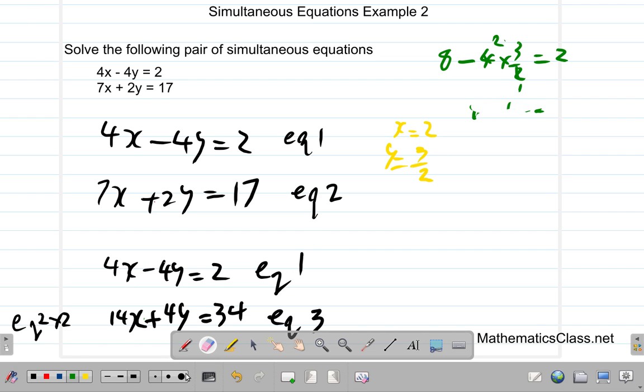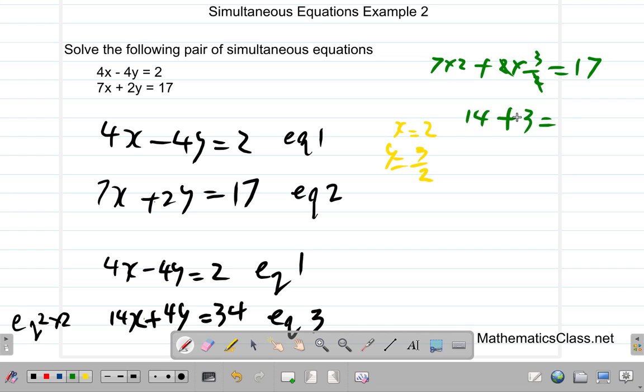Let's test it again with equation 2. It says 7 times x, which is 7 times 2, since x is 2. So it's 7 times 2 plus 2 times y, which would be 2 times 3 over 2, equals 17. Is that really true? Let's see. 7 2's are 14 plus 2 cancels 2 plus 3. 14, 15, 16, 17. Alright. So, we see that our answers are correct. X is equal to 2, y is equal to 3 divided by 2.